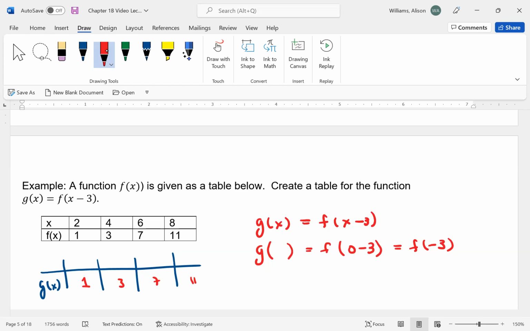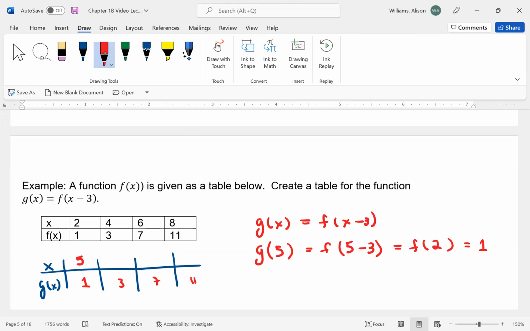So rather than plug in 0, I'm going to plug in a value so that I get out a number I do have on this table. Like I'd like to get out 2. So in order to get out 2, if I know I'm going to subtract 3, I need a 5. So g of 5 is going to be f of 2. It's going to be the same value as f of 2, which happens to be 1. So my input value is going to be 5, because when I plug in 5, I get out 1, just like f of x.